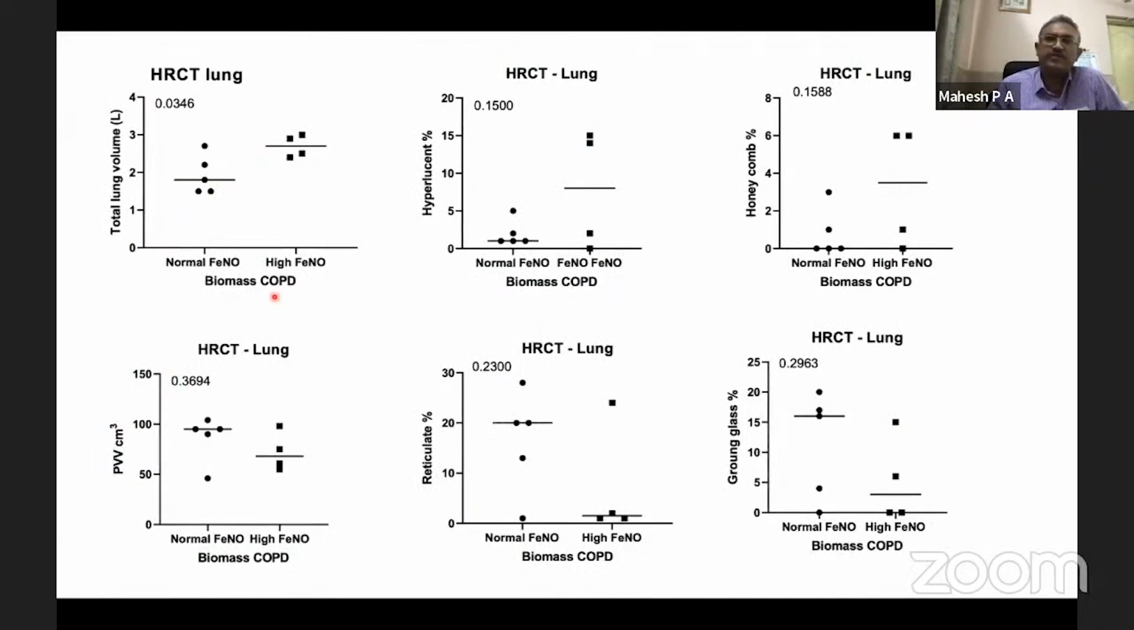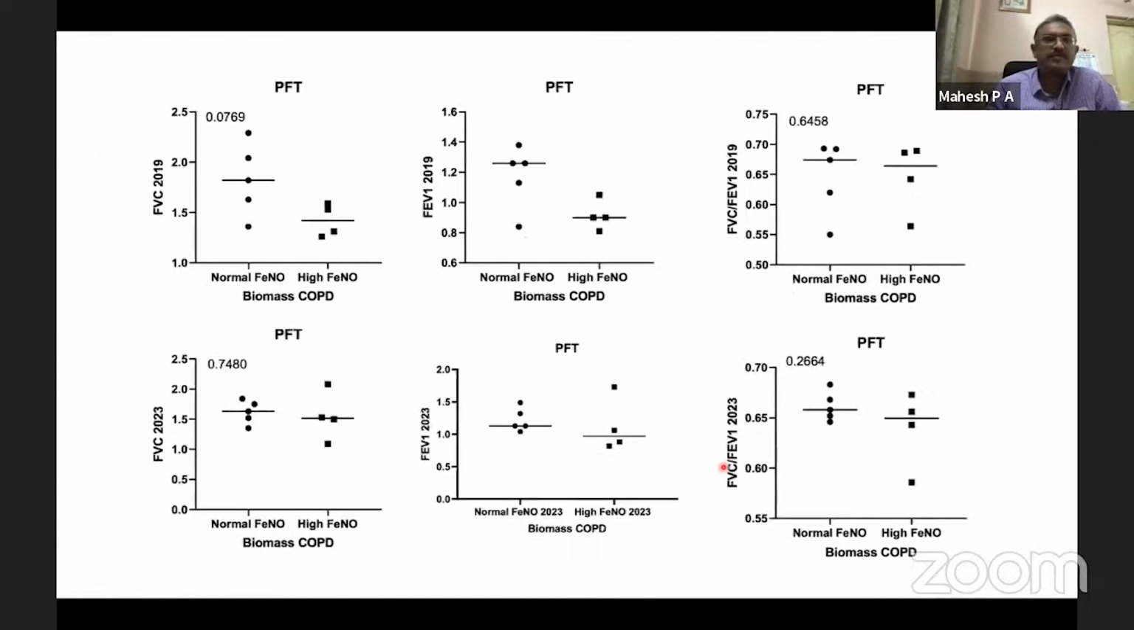We did FeNO for all the 1,400 subjects. We found subjects with high FeNO as well as normal FeNO. How are they different from one another? If you look at the total lung volume from the CT scan, people with high FeNO had greater total lung volume. People with high FeNO had greater hyperlucency and greater honeycombing. Whereas people with normal FeNO but COPD had greater pulmonary vascular volume, greater reticulation, and greater ground glass. So these two seem to be distinct phenotypes, COPD with normal FeNO as well as high FeNO.